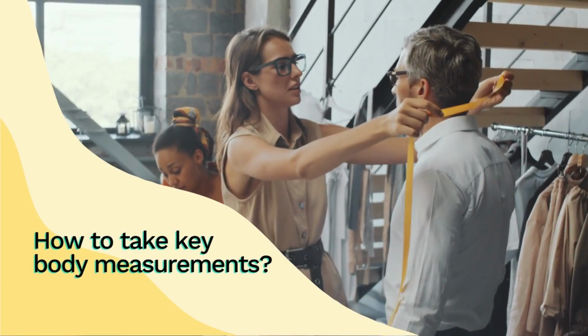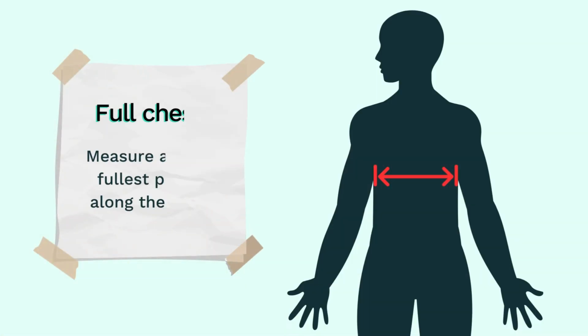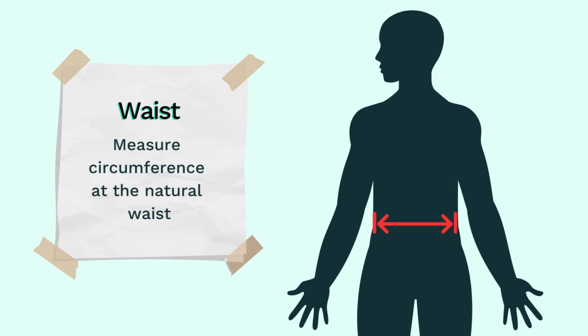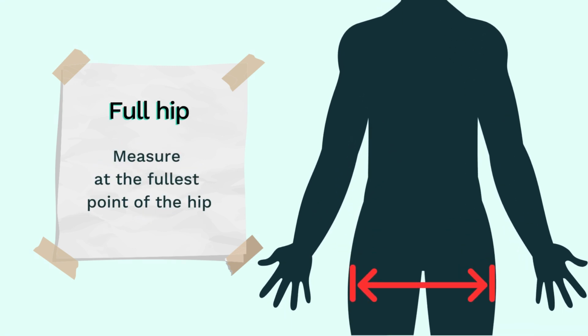How to take key body measurements. The full chest is measured at the fullest point of the chest, typically along the apex, on the full circumference of the body, parallel to the floor. The waist circumference is measured at the natural waist. It can be helpful to have the model bend to the side to mark where they bend. This is the natural waist. The full hip is measured at the fullest point of the hip, typically at the lower third of the buttocks, parallel to the floor.